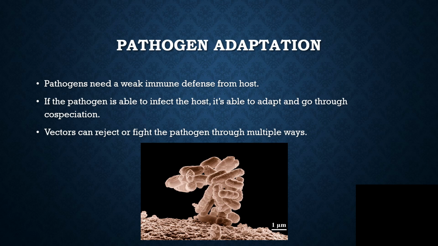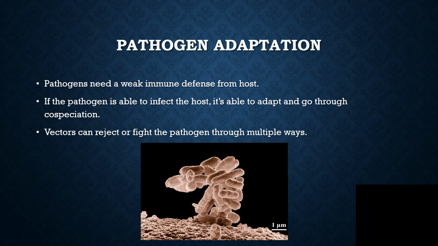And when it does that, it's able to adapt and go through what's called co-speciation. Co-speciation means that the pathogen's phylogenies, in general, are going to align or parallel with the host phylogenies. Once they do infect it, the genes of the pathogen in a way start to align with the host. Vectors can reject or fight the pathogen through multiple ways.